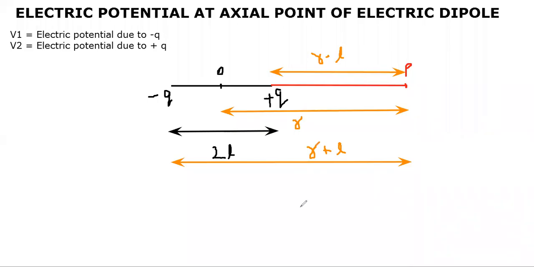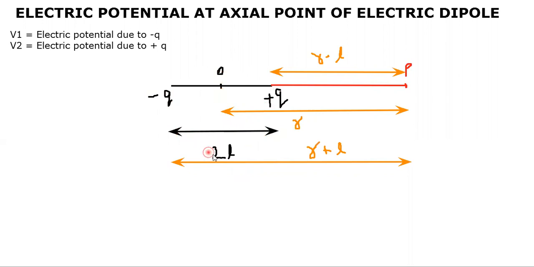The topic that we are going to cover today is electric potential at axial point of electric dipole. Now, electric dipole, we studied about this in the first chapter, that electric dipole is two equal and opposite charges separated by some small distance. So this is your dipole. Two charges minus q plus q separated by distance of 2L. This O is the center of dipole.